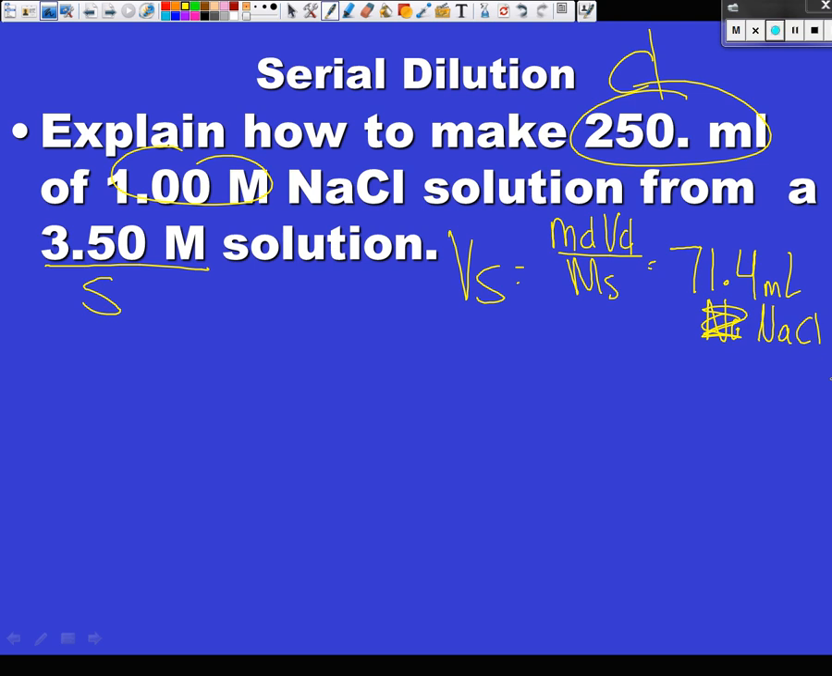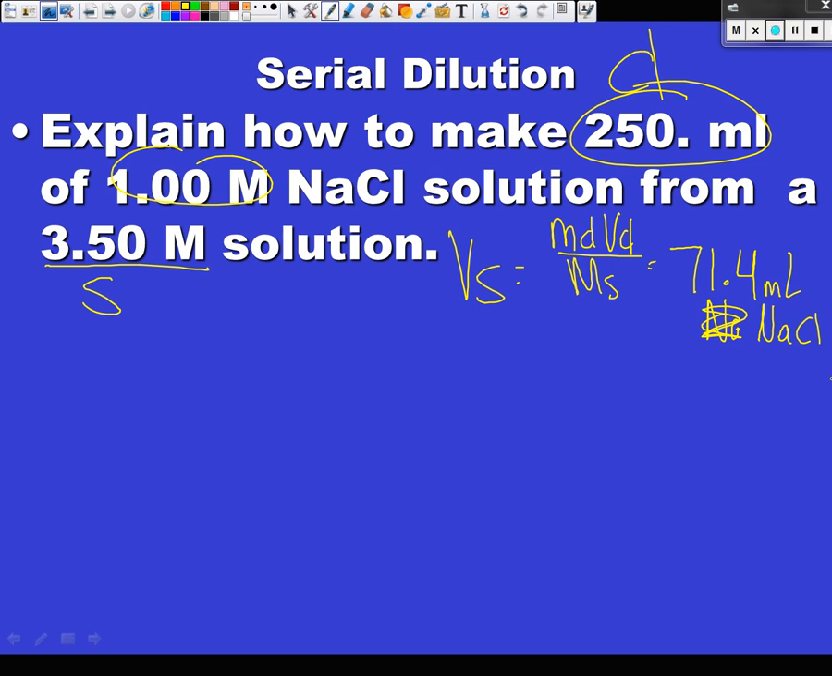I would have used a graduated cylinder, and here's why. Because it's 71.4 milliliters. Think about it: if I wanted to measure the distance between me and the back of the room, would you use centimeters? No. What would you use? Meters. If you have a 10 milliliter Morse pipette, you'd have to do it 7.14 times, or you could use a 100 milliliter graduated cylinder once. So you could use terminology that fits your tools.